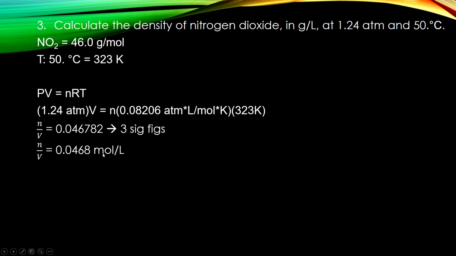But the challenge is moles per liter is not what I want, but I can change my moles into grams. So all I need to do then is use the molar mass. I take my moles per liter, multiply by my molar mass, and I get my final answer, which is the density at 2.15 grams per liter. Now, having gone through these two gas laws, you should be able to do the problems on the gas laws side B, or gas problems B, which are the ideal gas law.